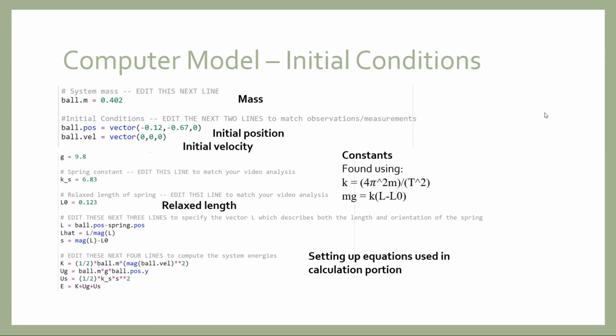Here are some of the initial conditions I set in my computer model. The mass I set to be 0.402 kilograms, as it was given in the video. The initial position was 12 meters in the negative x direction and 6.67 meters in the negative y direction, as obtained from the video in tracker. The initial velocity was 0 meters per second, as I assumed that the mass starts from rest, and the constants found using the formula shown and also given in the video are below.